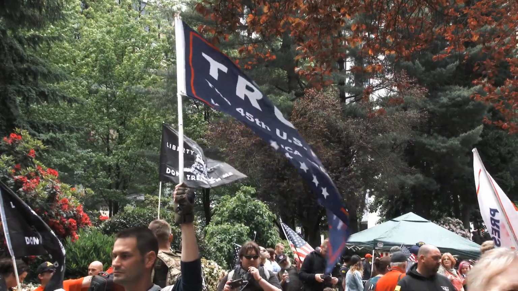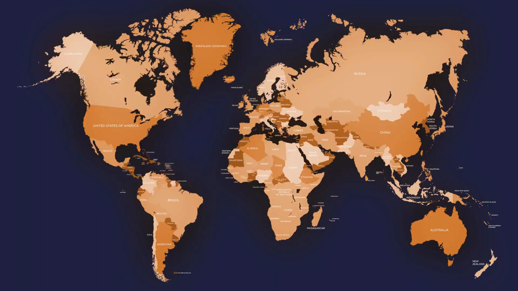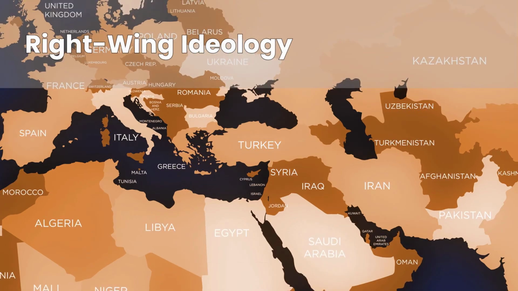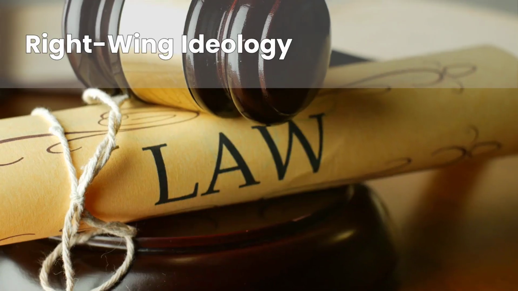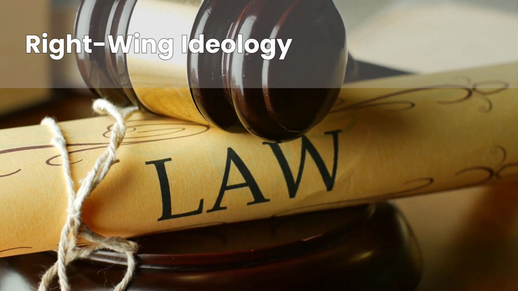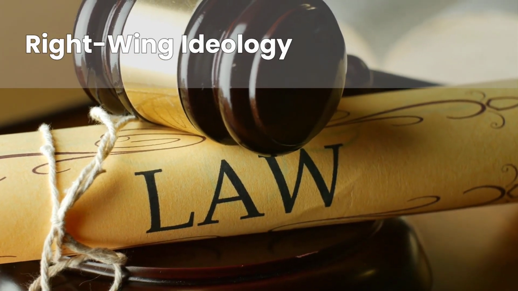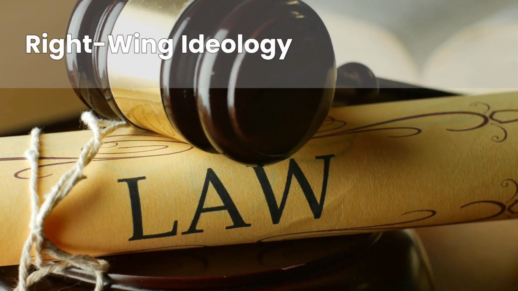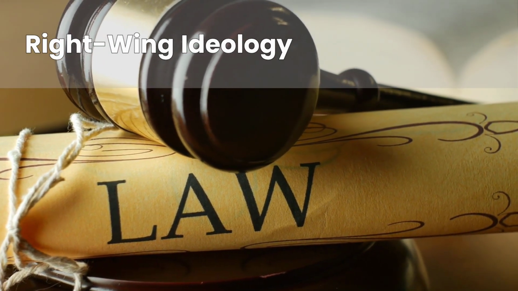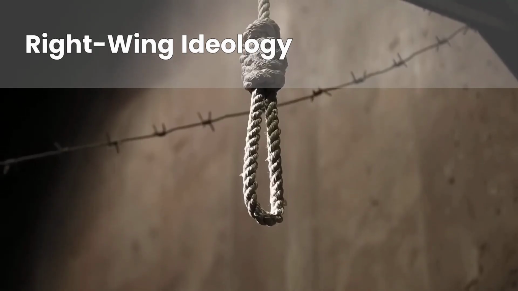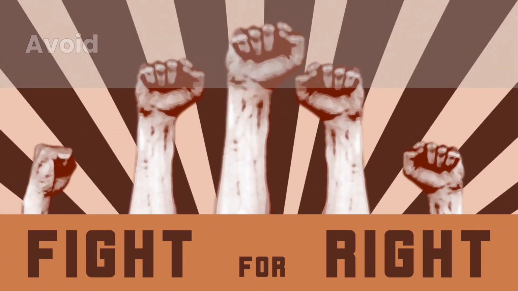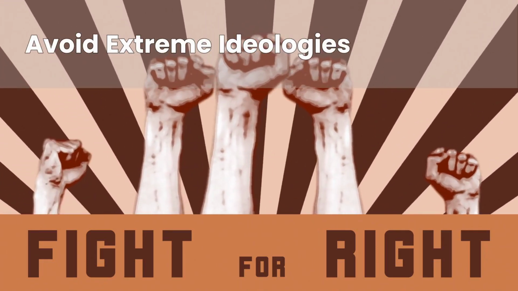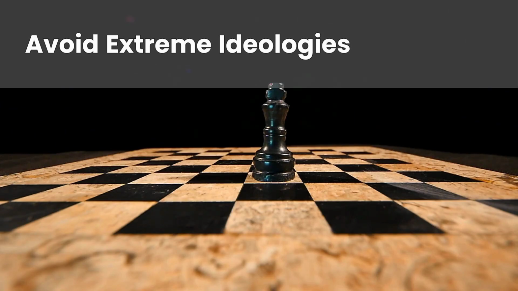Extreme right examples. Many Middle Eastern countries today exemplify extreme right-wing ideology, where religion and government are inseparable. In these nations, religious law governs daily life, and even minor violations of religious codes can result in severe punishment or death. Personal freedoms are severely restricted. Therefore, both extreme left and extreme right are dangerous ideologies. It's best to stay away from both extremes.